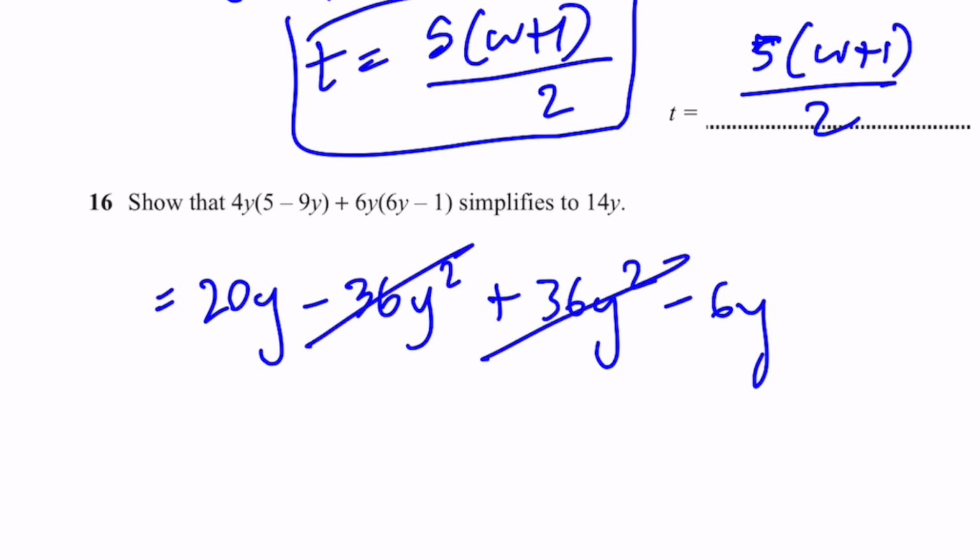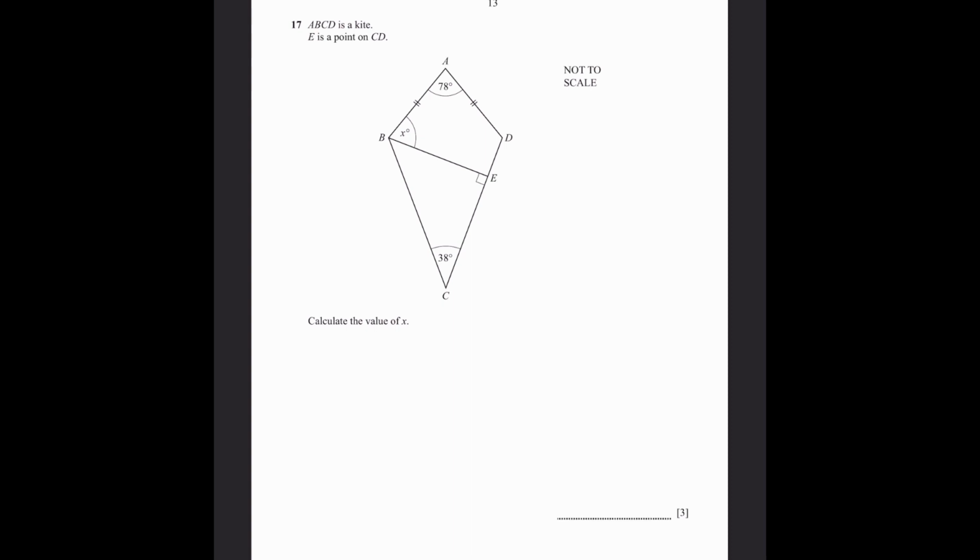We can cancel out the 36y squared. We get 14y. Question 17. ABCD is a kite. E is a point on CD. Calculate the value of x, which is this angle. So you can find this angle here, which is angle CBE, because we know two angles in the triangle, we can find the third one. That'll be 180 minus 38 minus 90, which is equal to 52 degrees.